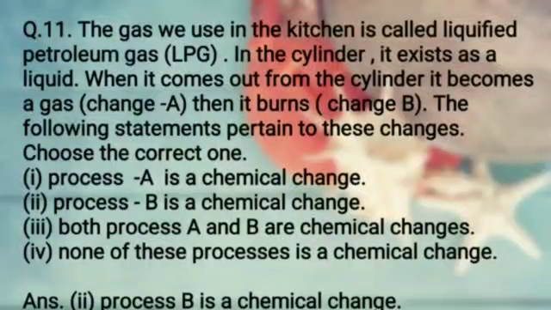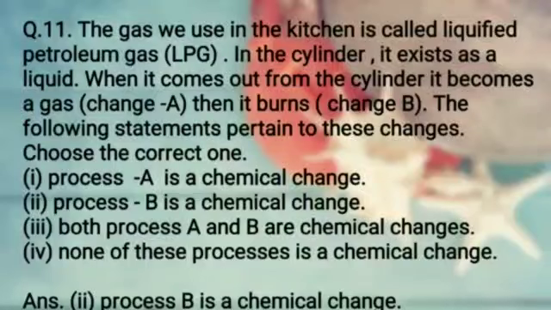Let's see number 1. Process A is a chemical change. It is not. It is a wrong statement, because process A is a physical change, because it turns from liquid to gas. Process B is a chemical change. Yes, process B is a chemical change. That is correct.